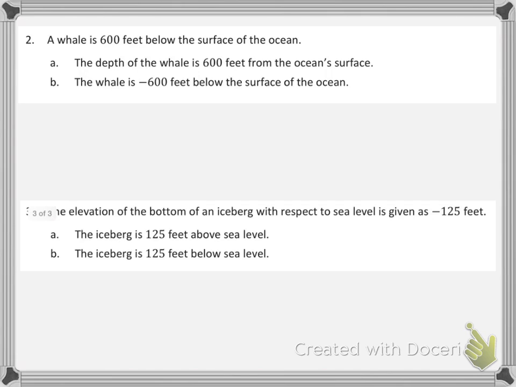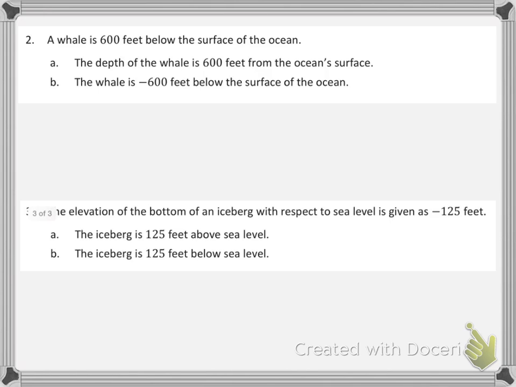All right, number 2. Our job is to pick A or B, the one that fits the situation. We have a whale is 600 feet below the surface of the ocean. Our options are A, the depth of the whale is 600 feet from the ocean's surface, and B, the whale is negative 600 feet below the surface of the ocean. This one's a tricky one, and it's because there's this thing called a double negative that we're dealing with. Let me just focus on B for a second.